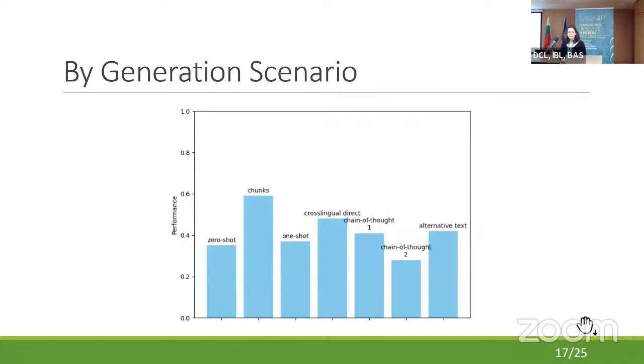Then performance by generation scenario. The best rated scenarios were chunks, followed by cross-lingual in its direct version. And then, interestingly, the alternative text, the one that has not been published, actually performed better in a 0-shot scenario than the little duckling, which goes to say that either the text was not encountered by the models during training, or if it was, then this did not influence the results.